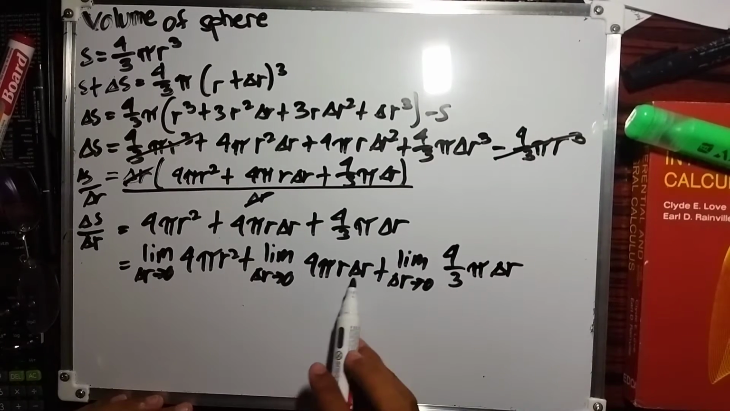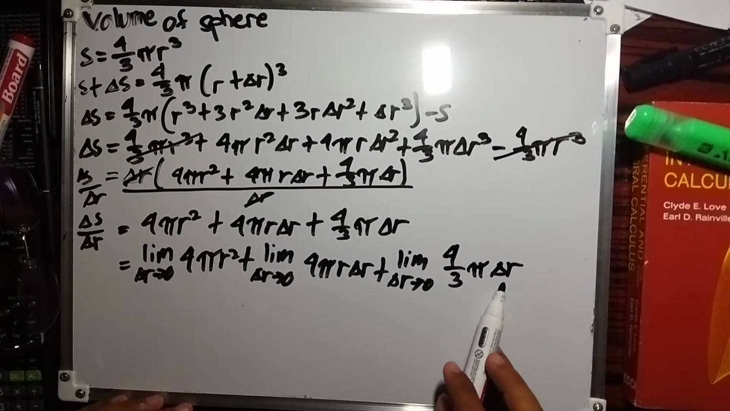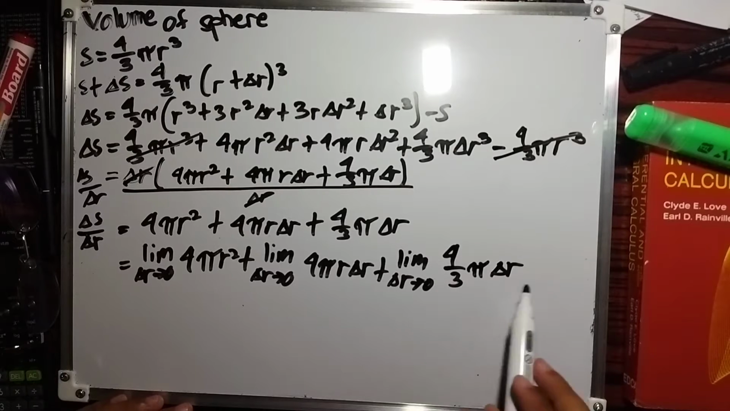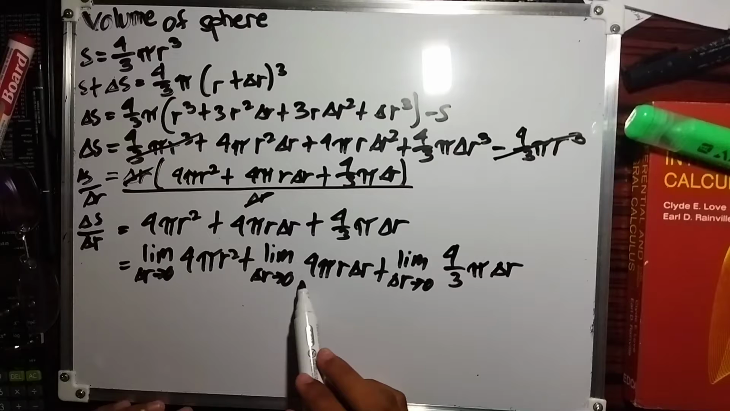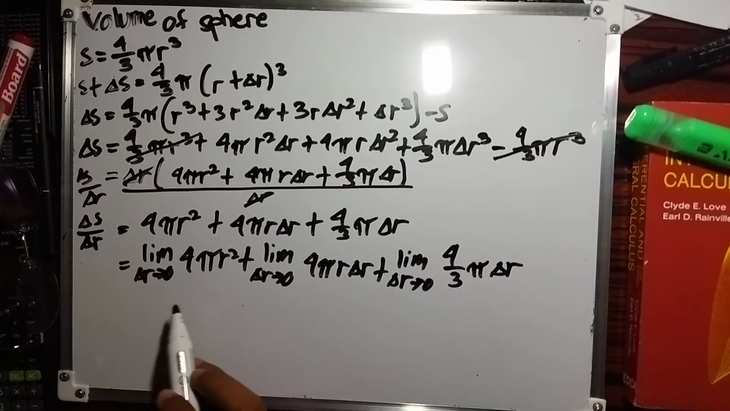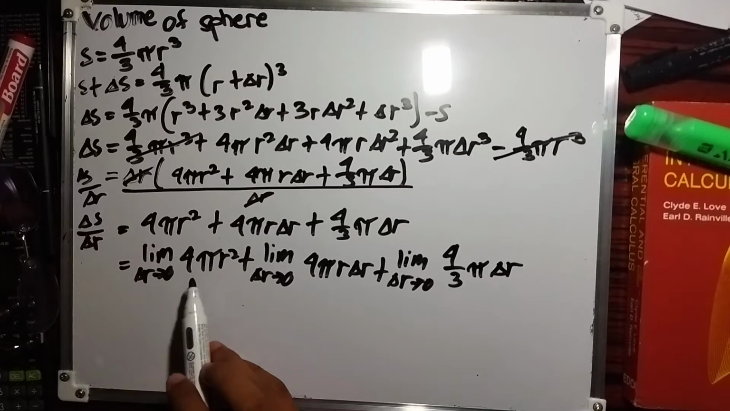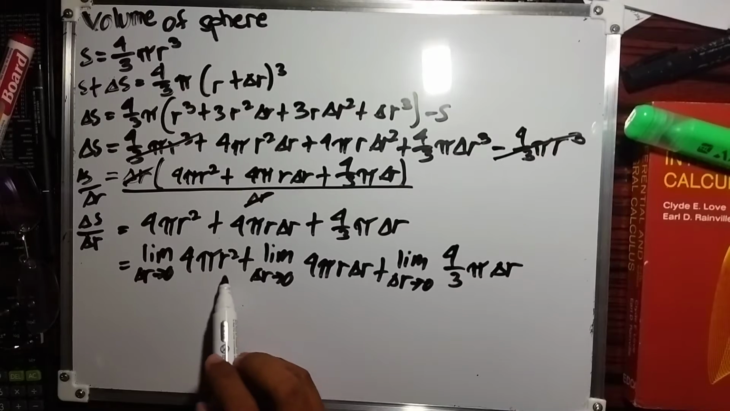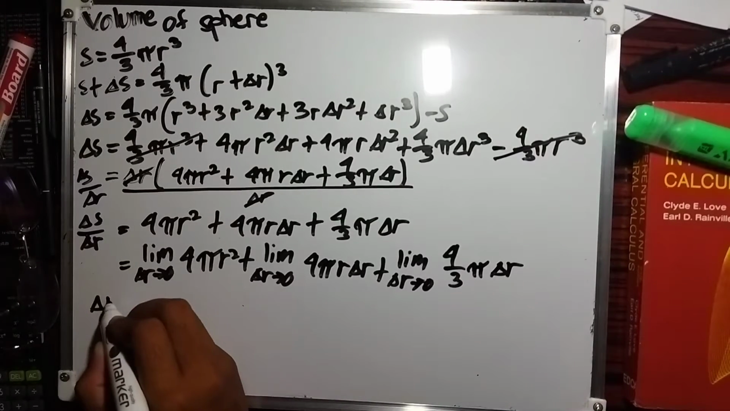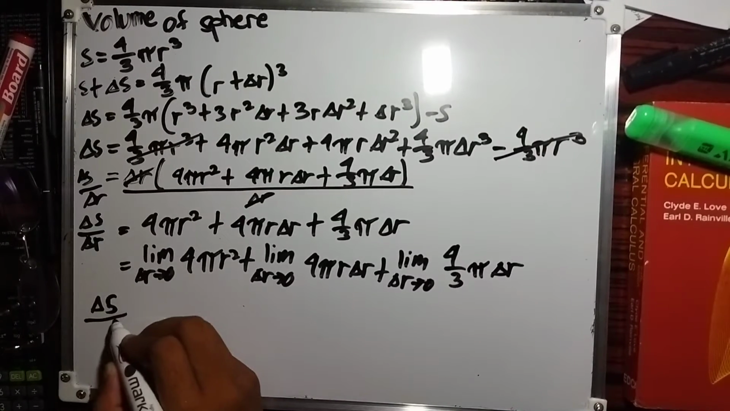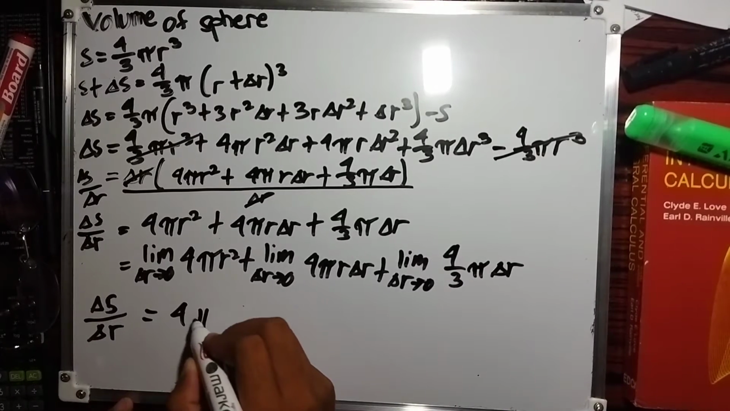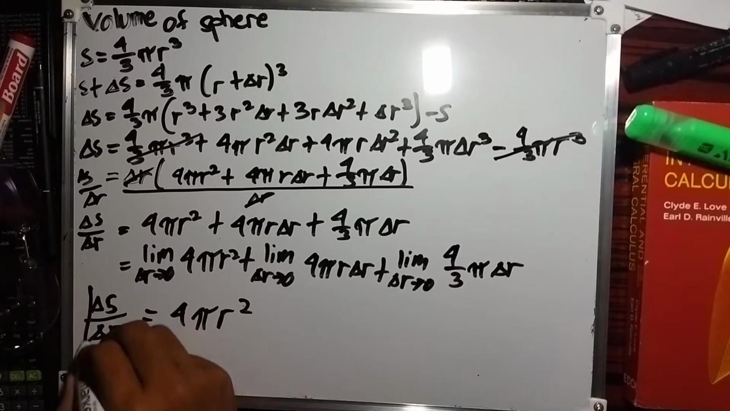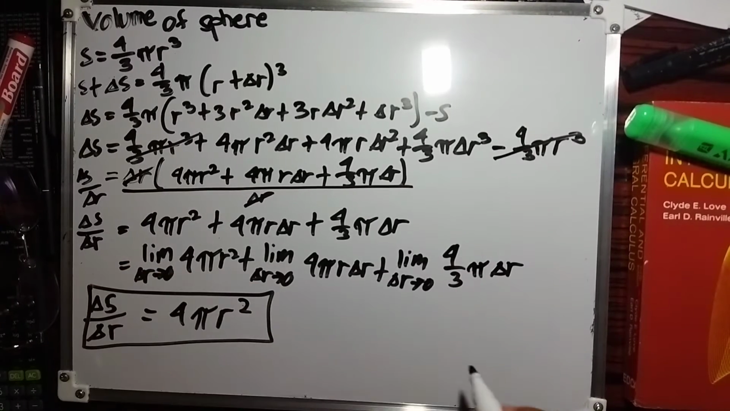So we have delta R here, so this should become 0, and we also have delta R here, and if it is multiplied by 0, it will become 0. So we will be left with 4 pi R squared. So that would be the rate of change of the volume of a sphere. So delta S over delta R is equal to 4 pi R squared, and that is our final answer.